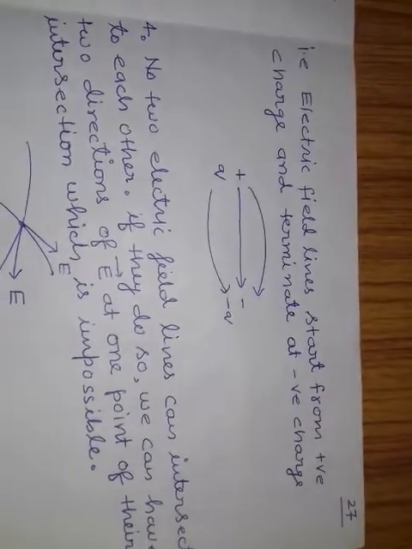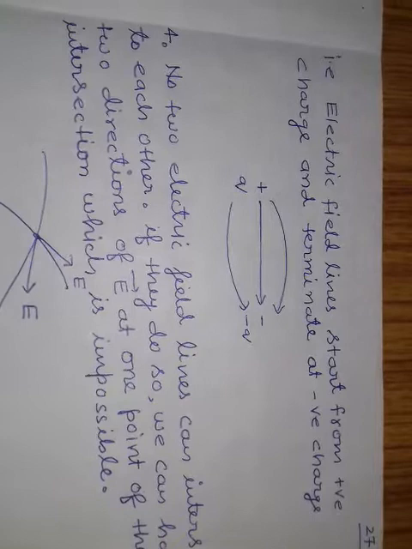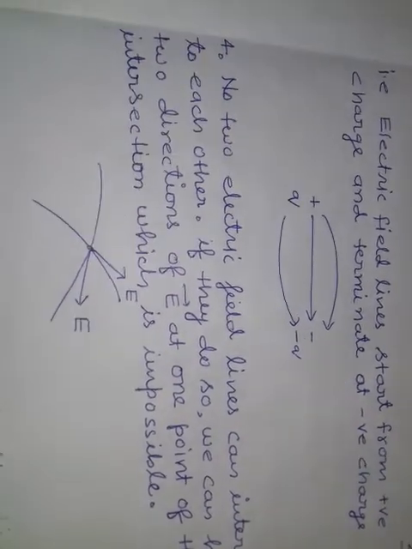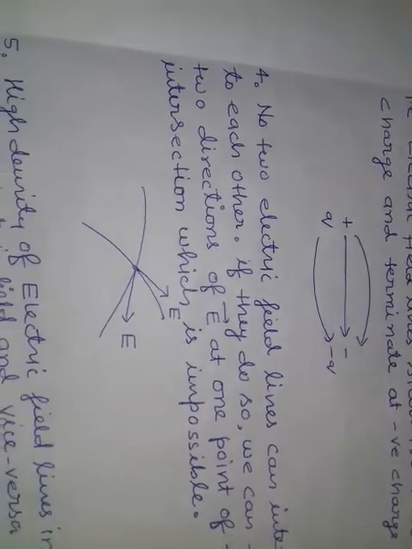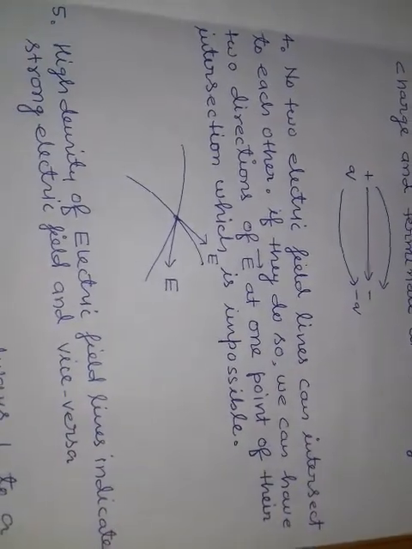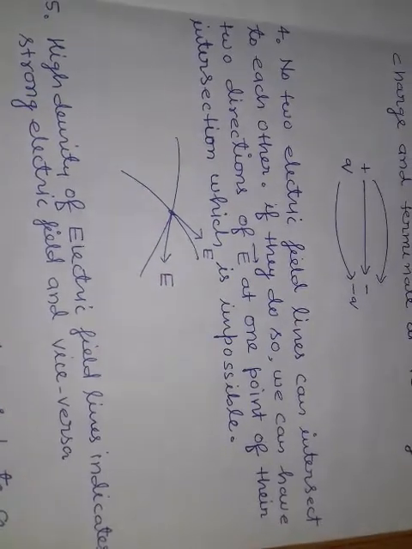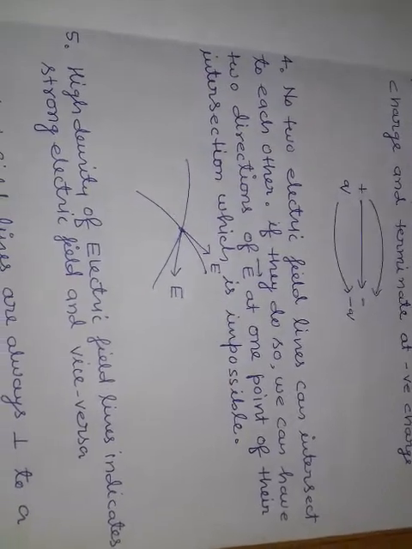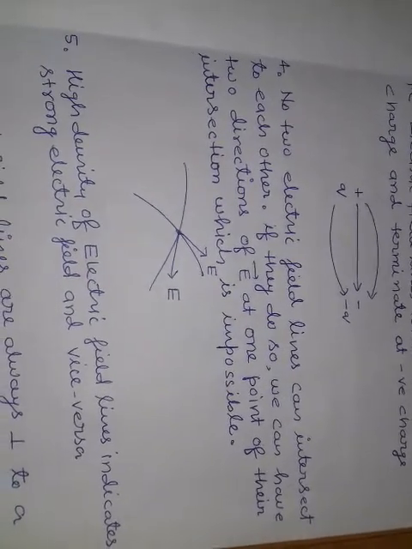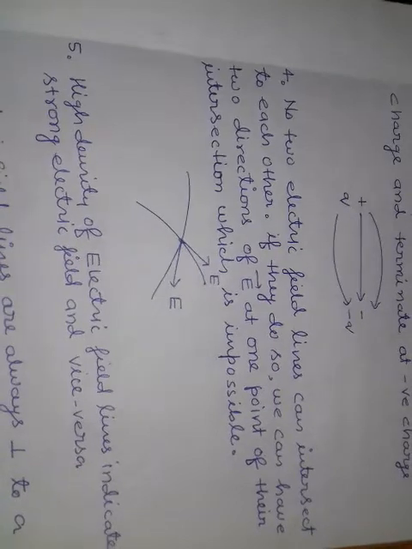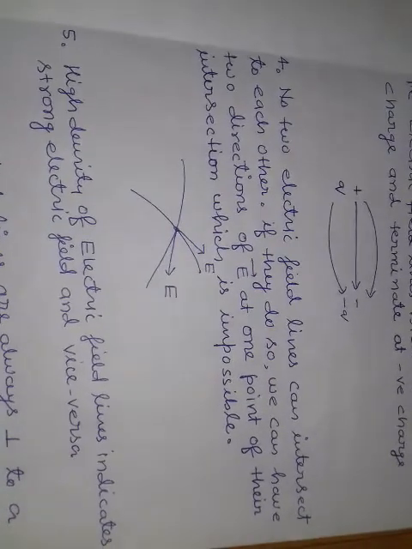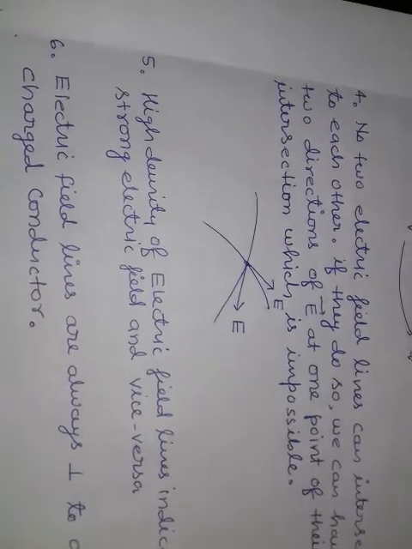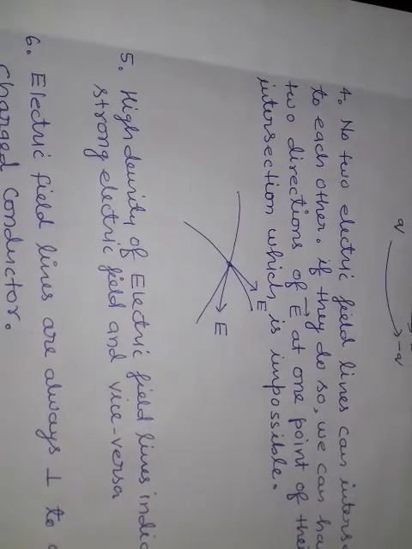Electric field lines start from positive charge and terminate at negative charges. Next, fourth property: no two electric field lines can intersect each other. If they do so, we would have two directions of electric field at the point of their intersection, which is impossible. You can see in the diagram.